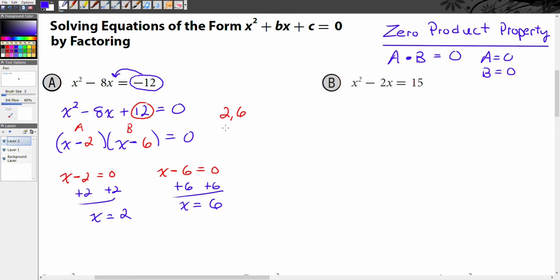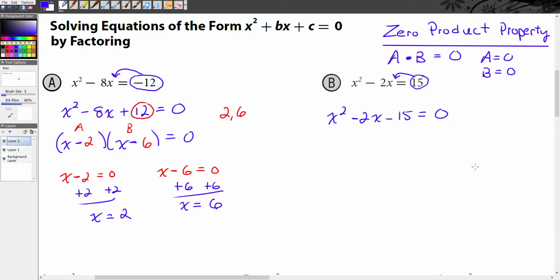Let's take a look at another example here. Example B, we have x squared minus 2x equals 15. And again, I want to take this equation and set it equal to 0. So I need to take this positive 15 and bring it to the other side of the equation. This gives me x squared minus 2x minus 15 equals 0.